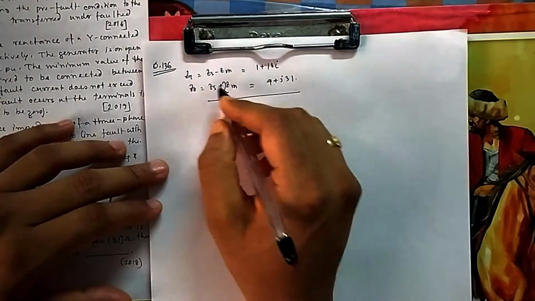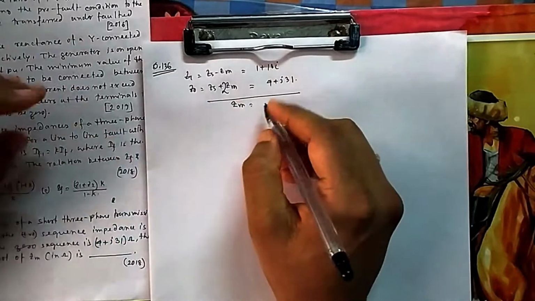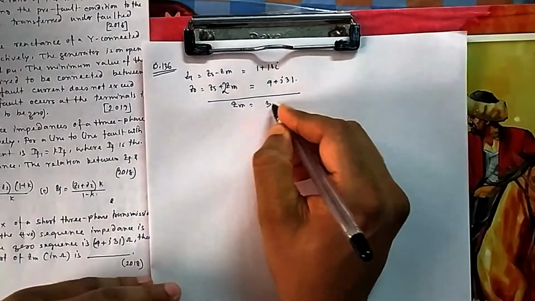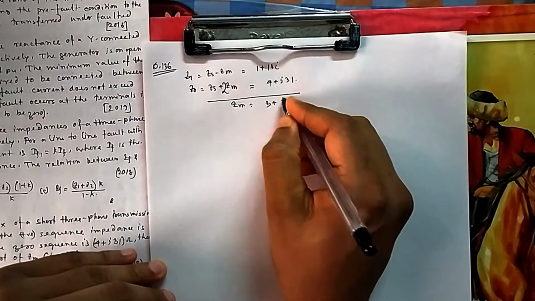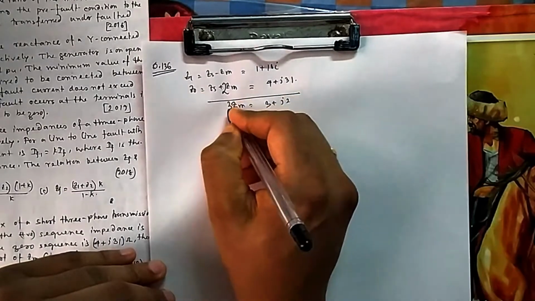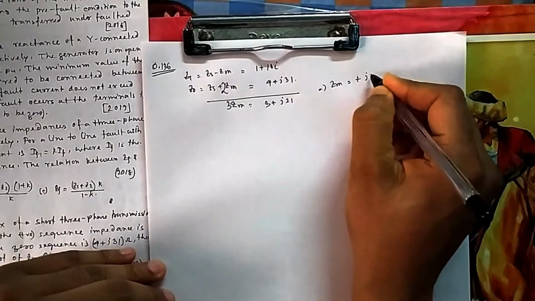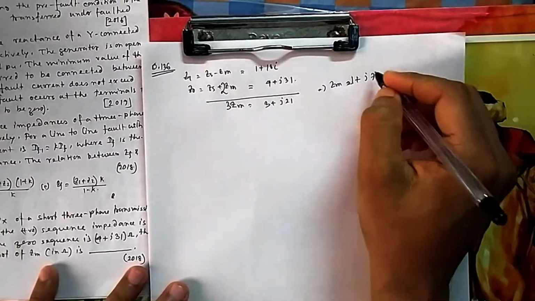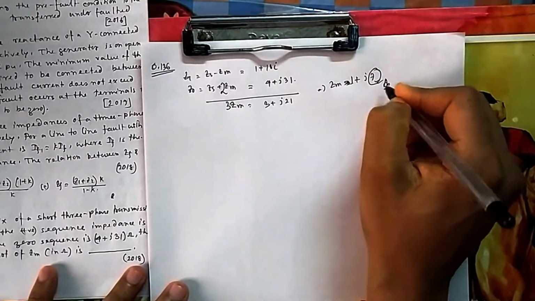Okay, so you can solve this one and you can find Zm. So if you subtract this one, Zs will get cancelled. You will find 3 Zm is equal to 3 plus j31 minus j10, that is j21. So 3 Zm is that, and your Zm will be equal to 1 plus j7. They have asked you the imaginary part of Zm. So the imaginary part is 7, so 7 is your answer.